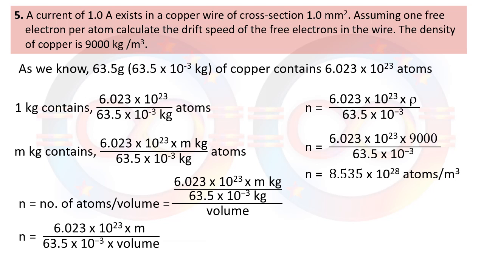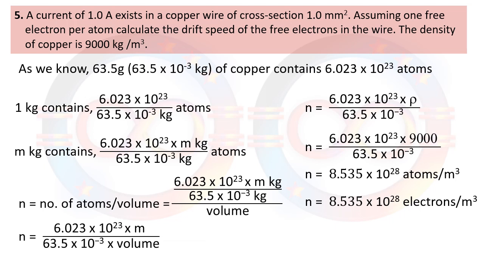If you see in the question, it is written clearly that assuming 1 free electron per atom, it means if this is the number of atoms in unit volume, the same number of free electrons will also be there in the copper, that is 8.535 into 10 raised to 28 electrons per meter cube.